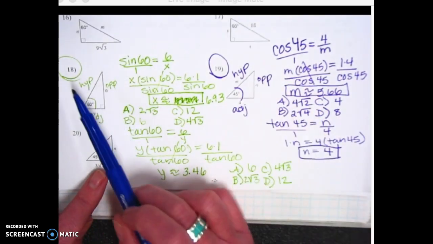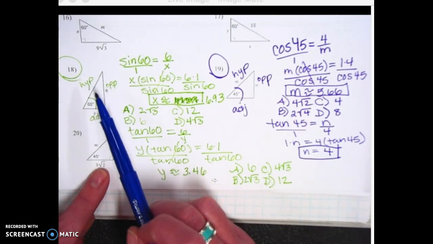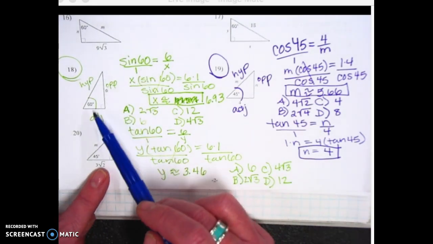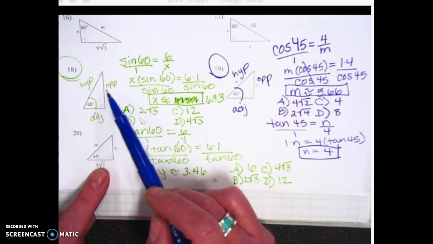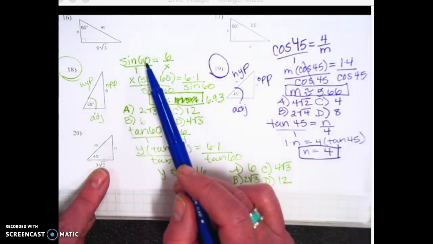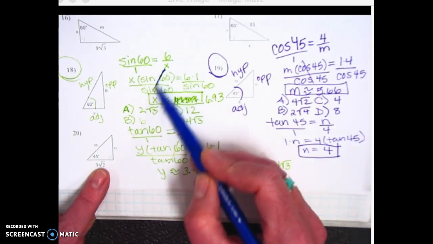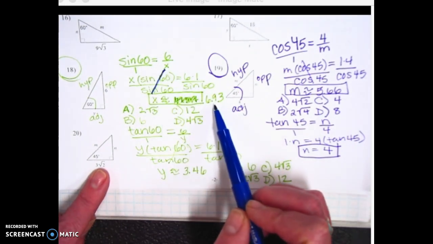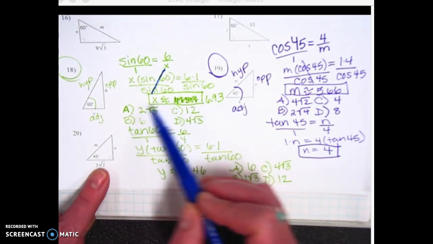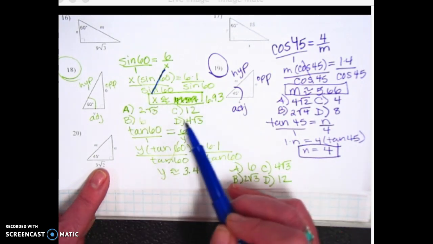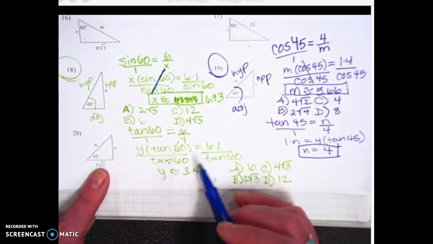All right, so number 18. First I solved for x. So from that angle, I used opposite and hypotenuse, so I chose sine. Set up my proportion, did the cross product. These cancel. I got the decimal 6.93, so look at your radical choices. Type them into your calculator and see which one gets you the same decimal.